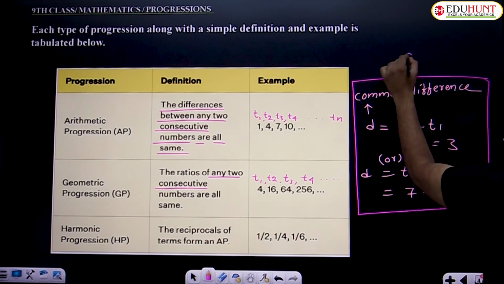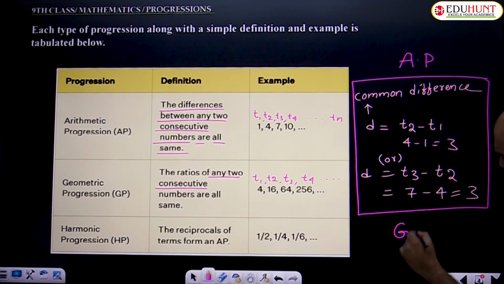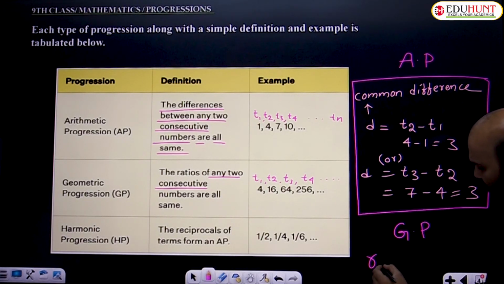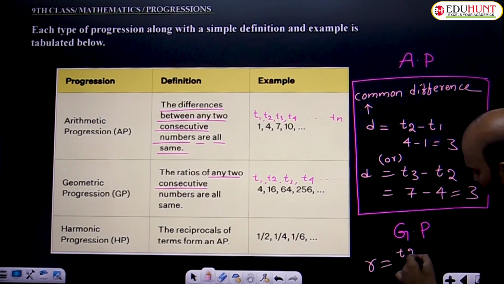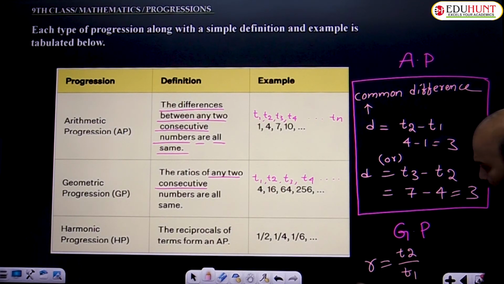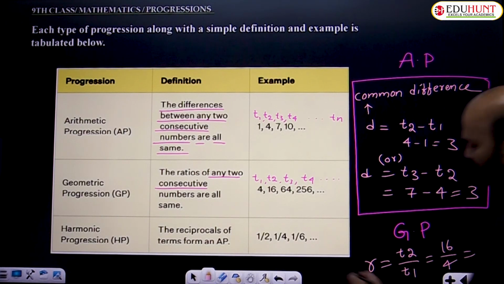So the common ratio formula in geometric progression. The first one is an example of AP, AP meaning arithmetic progression. So what is the GP idea? Here R stands for common ratio. So R equals T2 by T1. This is a formula. So T2 value 16 divided by T1 value 4 is 4. So here the common ratios are equal. R stands for common ratio.